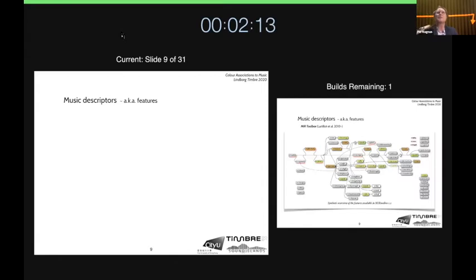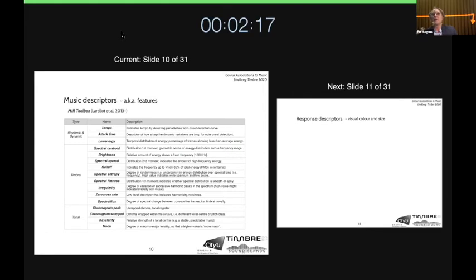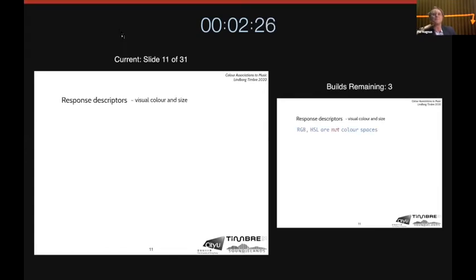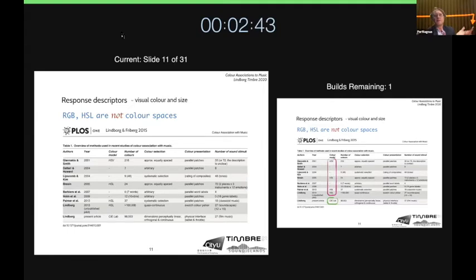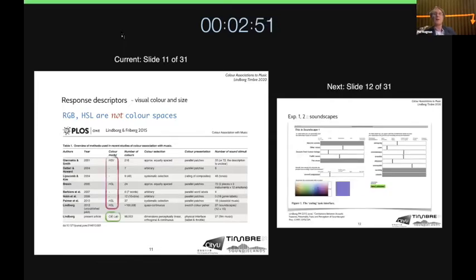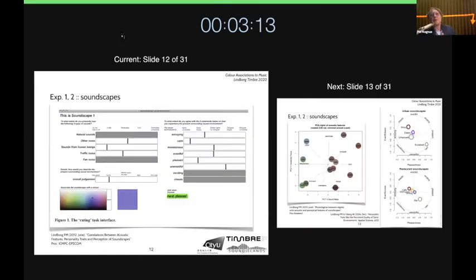Okay, and then we have music descriptors, features, the MIR toolbox, which I don't think I need to go into. In this work, we have the pretty common descriptors. Now, more importantly, the response descriptors. I've been focusing on visual color and size, and quickly found out that RGB and HSL are not color spaces. These are the representations of color that have been used in the literature mainly, but I quite strongly argue that they should not be used, for various reasons. One is that it's almost impossible to replicate such research, and the other one is that it doesn't link to research in vision perception.